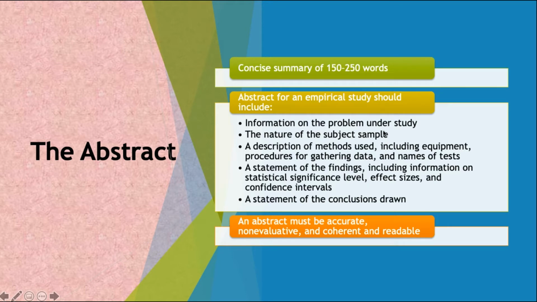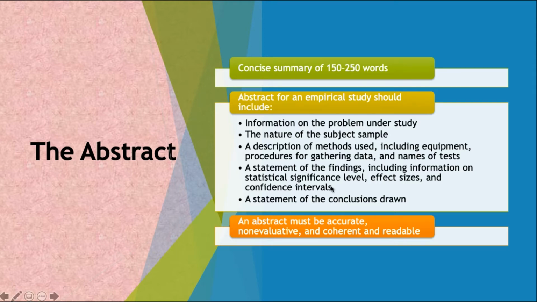What is the issue of this study, or what is the objective of this study? Then the nature of the subject sample, or the methodology, and a description of the method used, including equipment, procedures, gathering the data, and the names of the tests you use. Then a statement of the major finding, including information on statistical significance level, effect size, and confidence intervals. And the last statement on the conclusion drawn, including policy implication and limitation.